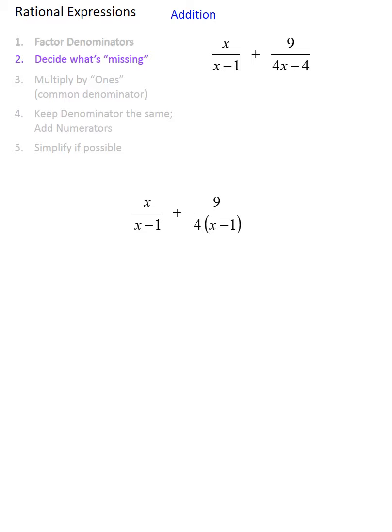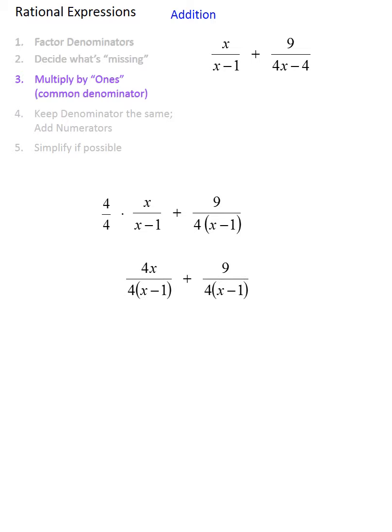Step 2, I want to decide what's missing. Well, what's missing over here is a factor of 4. Remember, when I say missing, I mean missing factors that are preventing the denominators from being the same. Okay, what's missing on this side? Nothing. So I'm going to multiply by 1 to get my denominators to match. But I only need to use 1 here in the form of 4 over 4 because that makes the denominators match. So you don't necessarily have to multiply both fractions by a version of 1.